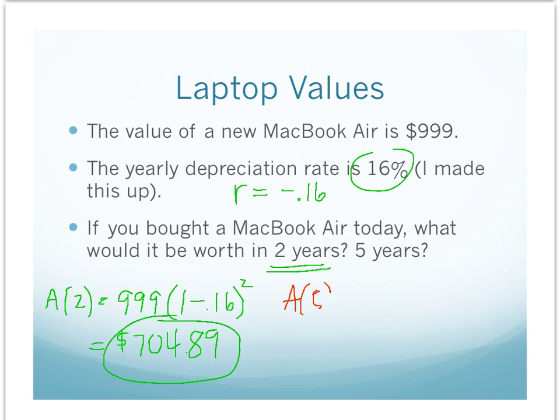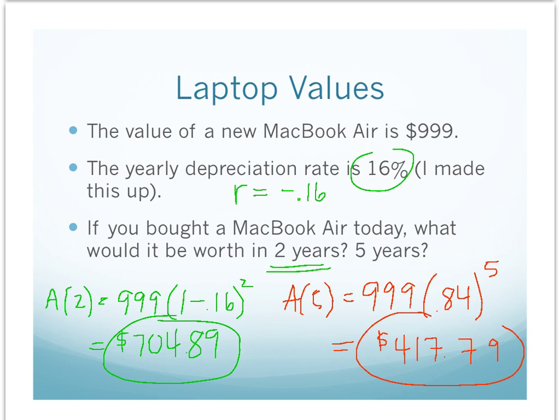After 5 years, and that's the next part, we're going to follow a similar pattern. We have A of 5. Still starting at $999. We know our parentheses is still 0.84, or the 1 minus the 0.16. Our exponent becomes a 5. Obviously, this value will be a lot less. If we raise that to the fifth and multiply by $999, our ending value after 5 years is $417.79. So again, the key here, you need to look for whether your values are increasing or decreasing.